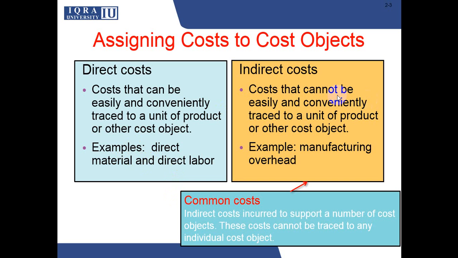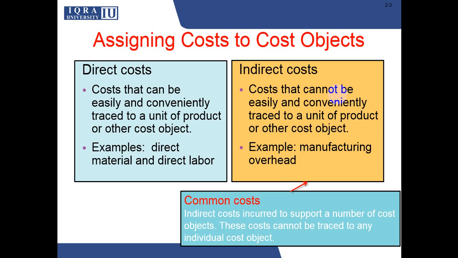When we talk about the indirect cost, it cannot be easily and conveniently traced to a unit of product or other cost object. Any cost that is not easily attributable to a particular product or service is known as indirect cost. There are a number of examples, like rent, administrative, office and accounting expenses, etc. These are all manufacturing overhead costs.